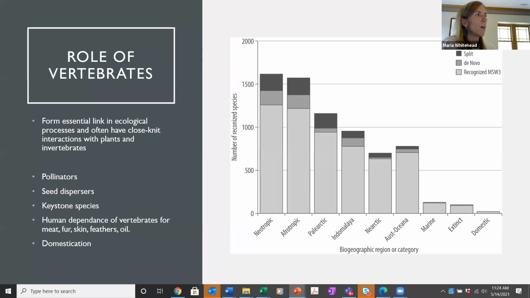And the graph on the right is just an interesting one to reflect on. It shows the distribution in the number of recognized species in various regions. And of course, we see the neotropics coming in the highest there.